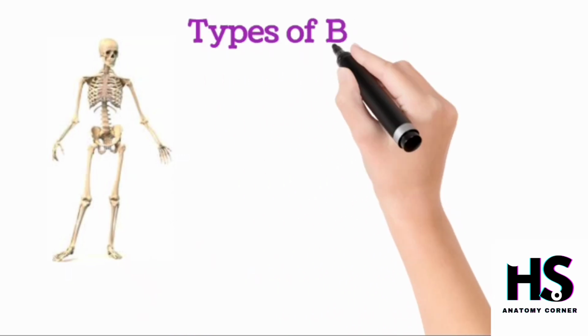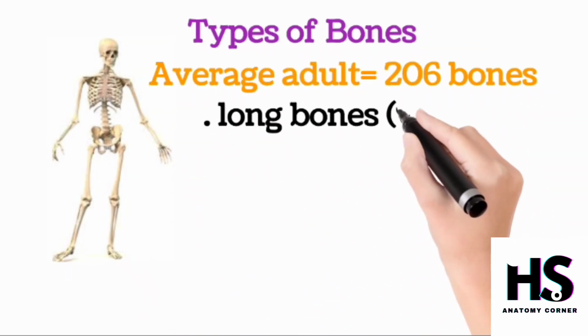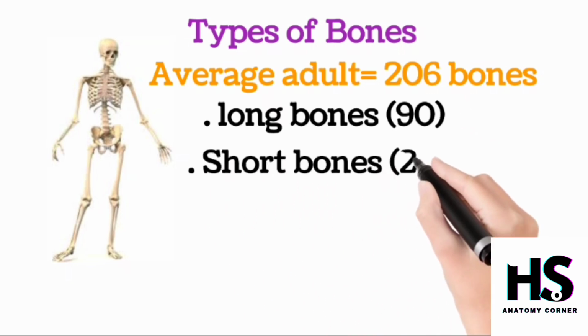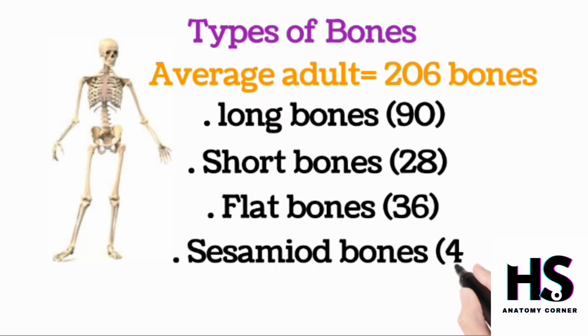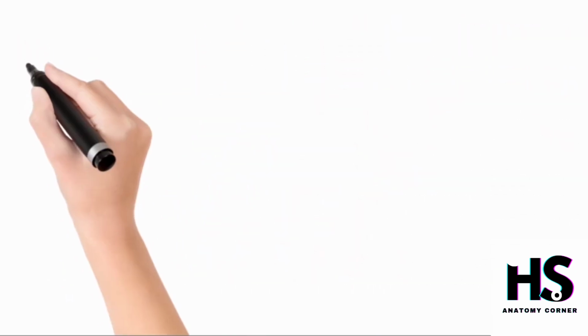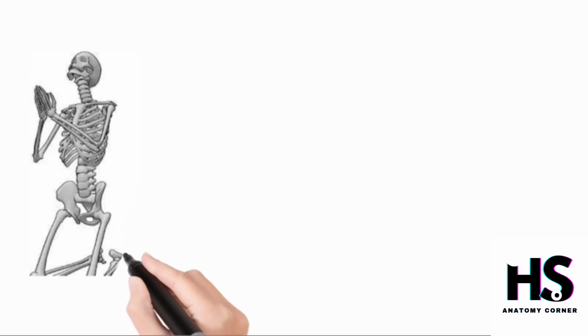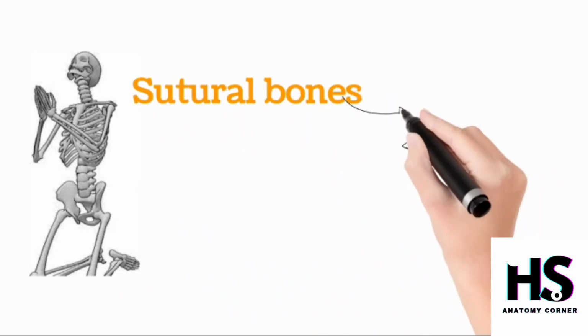Basically, the average adult has 206 bones, which can be categorized into different groups based on their shapes. However, there are 90 long bones, 28 short bones, 36 flat bones, 4 sesamoid bones, and 48 irregular bones in our body. There are also other sutural bones called Wormian bones.